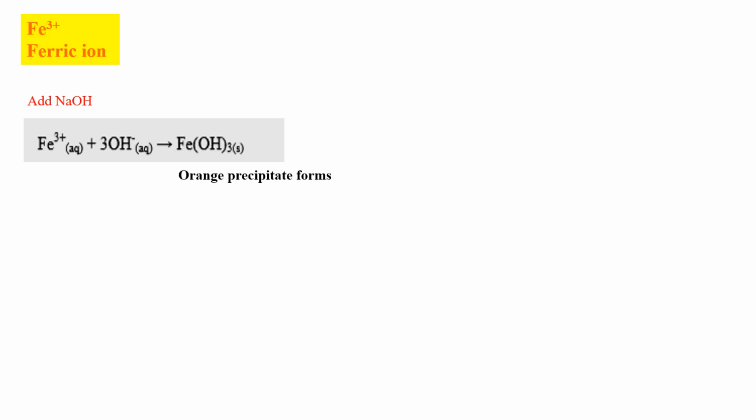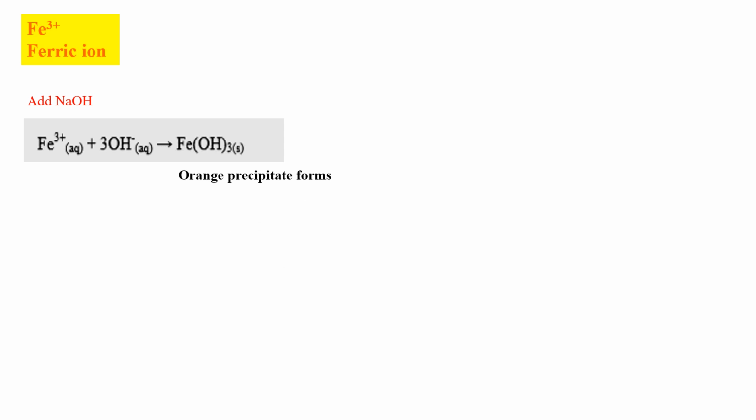The next ion that we will be looking at is ferric ion, which is Fe3+. Again, to test it, we are going to add sodium hydroxide solution to find out what is the color of the precipitate. Now, since ferric ion is a positive ion, it is going to combine with the negative OH- to produce ferric hydroxide, which is going to be orange in color.